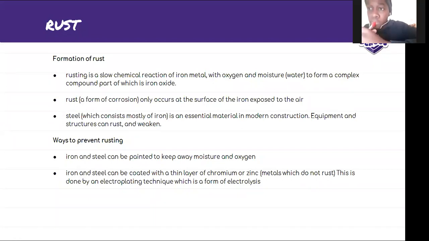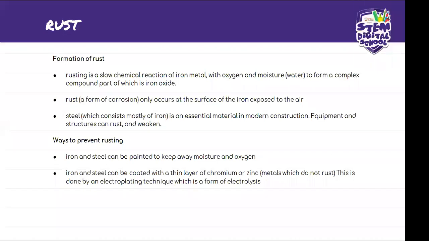So let's see what we are talking about: formation of rust. Rusting is a slow chemical reaction of iron metal with oxygen and moisture. So rusting is simply the reaction between a metal, iron, with oxygen and water or moisture, to form a complex compound, which is iron oxide.